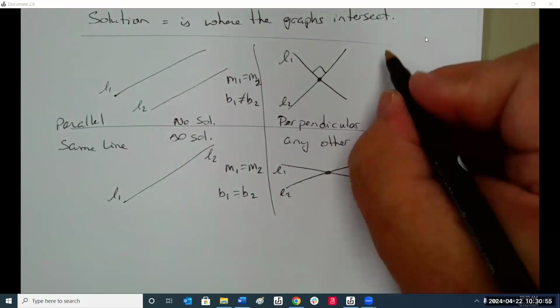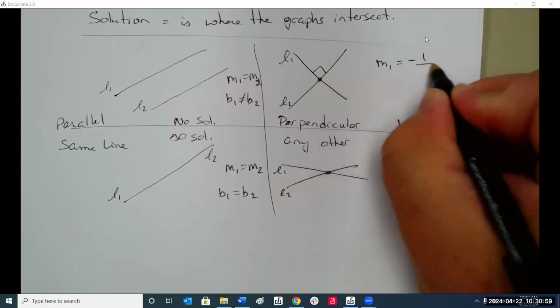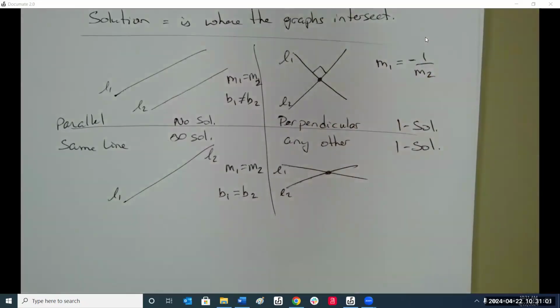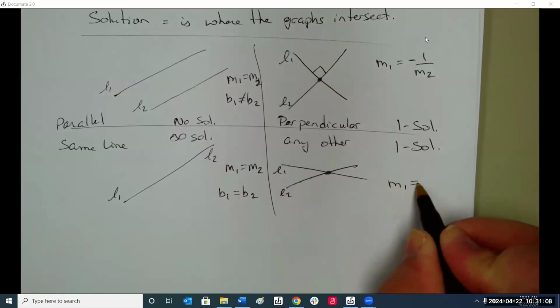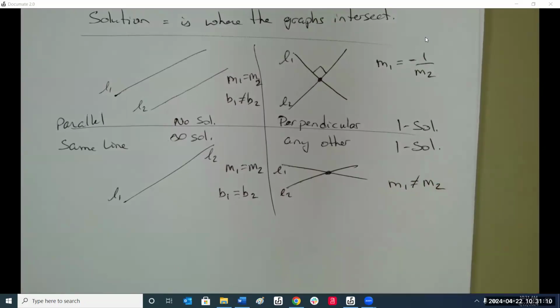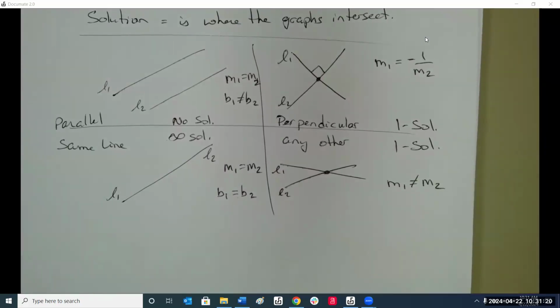And on these last two, perpendiculars have negative reciprocal slopes. And the last one is if they just have different slopes, there's nothing we can do about it. They're going to have one solution. So those are the four possibilities.